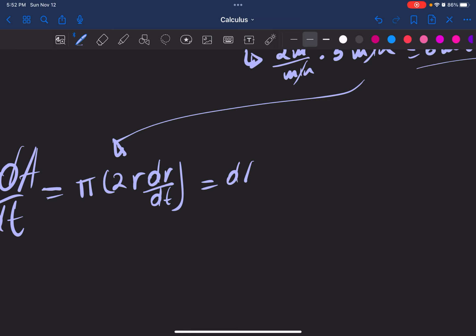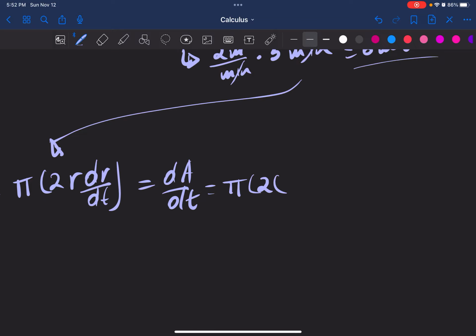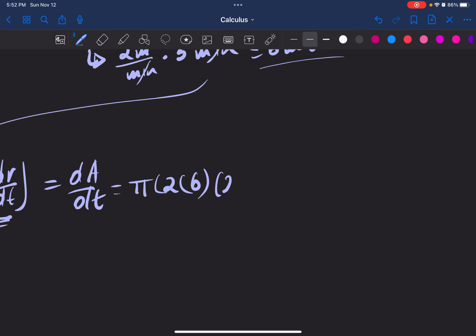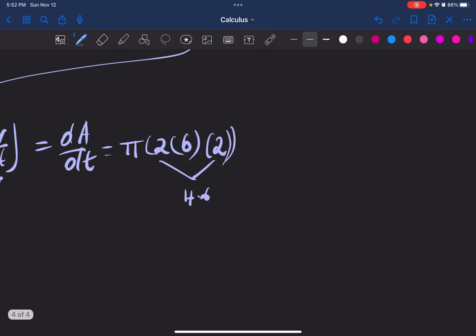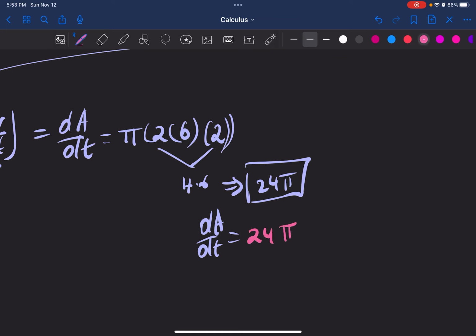So I have dA/dt is equal to pi times 2. What is my radius again? My new radius is 6, and my dr/dt is the same throughout. So I have 2 times 6 times 2. This gives me 4 times 6. What does 4 times 6 give me? 24. So I have 24 pi. So dA/dt after 3 minutes is equal to 24 pi. And that is how I solve this.